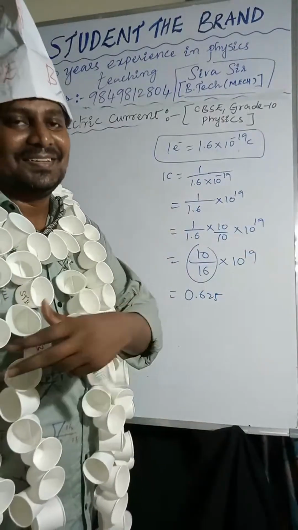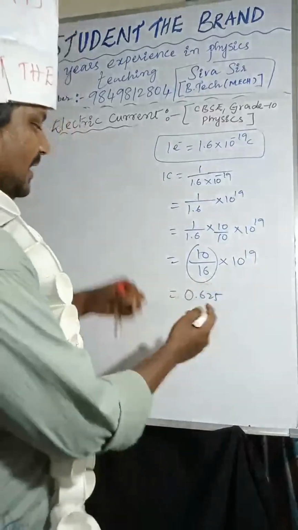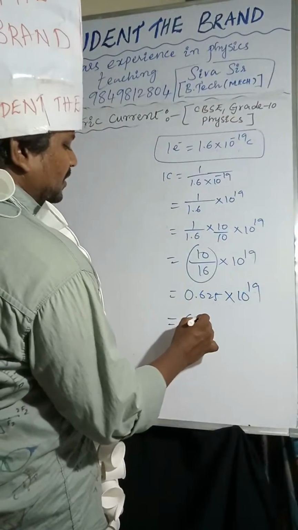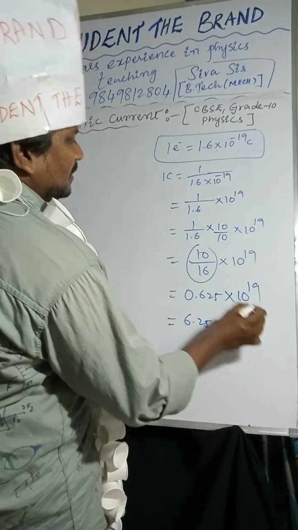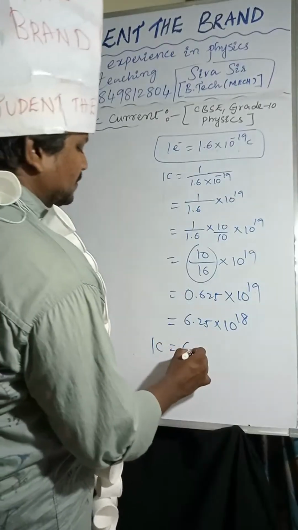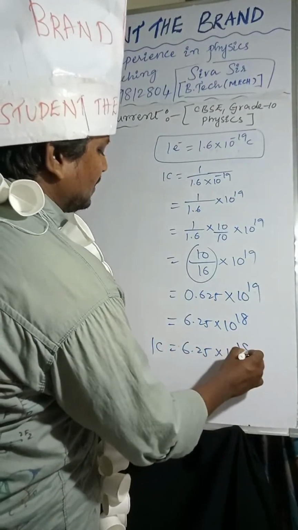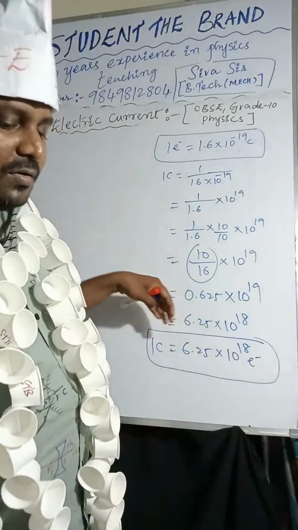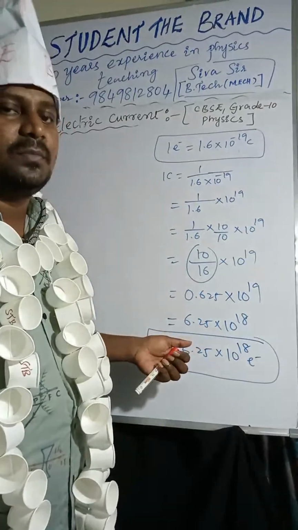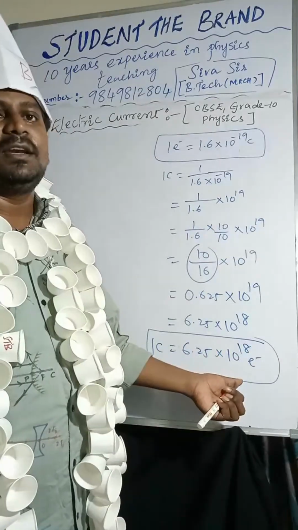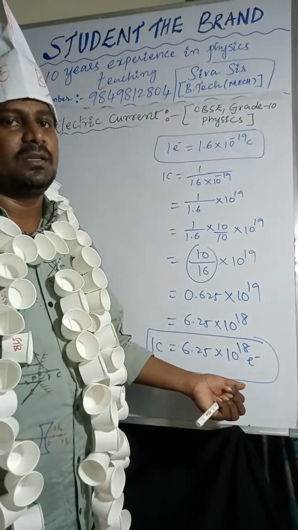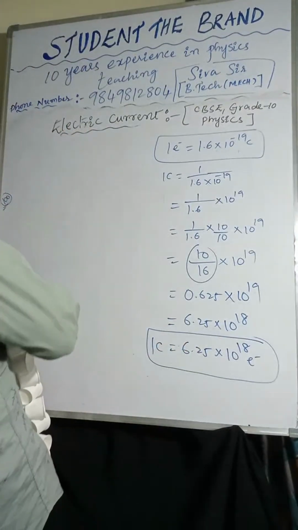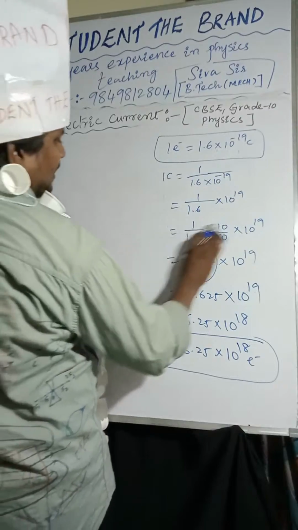So I'm taking 0.625 into 10 power 19, which is 6.25 into 10 power 18. So in 1 coulomb, 6.25 into 10 power 18 electrons are present, right? So now you can go for one more thing related to electrons.